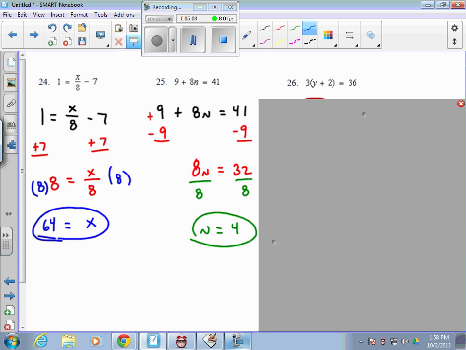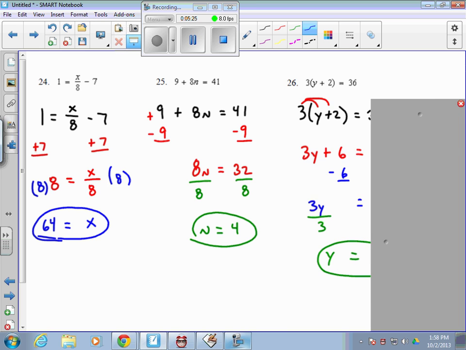Move positive 9, which is plus 9, over to the right, or cancel it out by subtracting 9. Do the same thing to the right. You're left with 8n on the left equals 41 minus 9, which is 32. Divide by 8 to cancel out, and divide the right by 8. N's value is equal to 4.